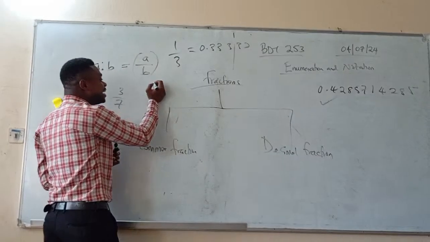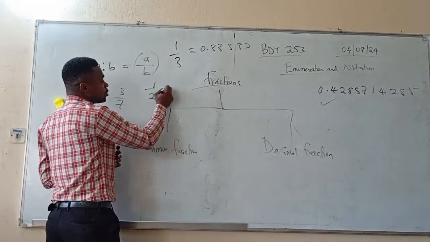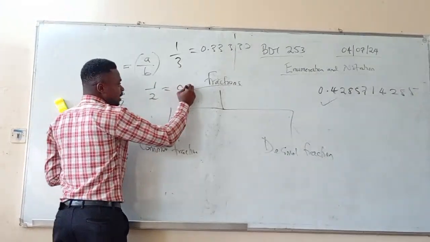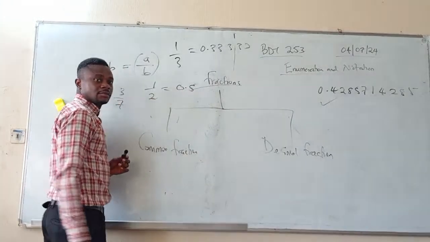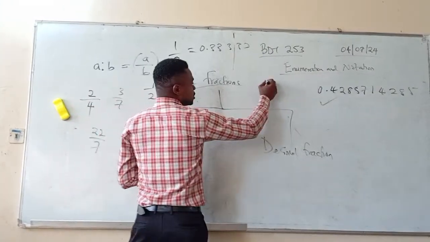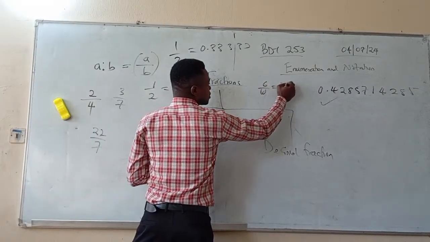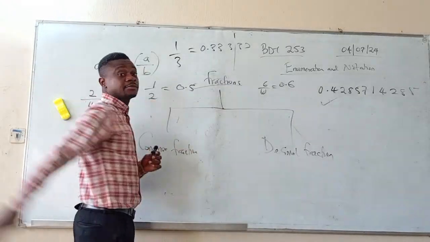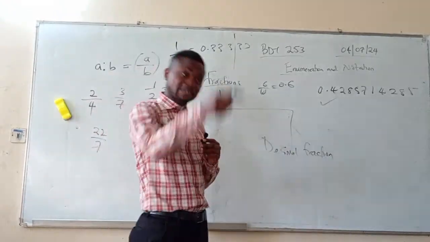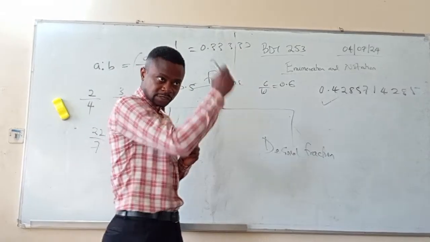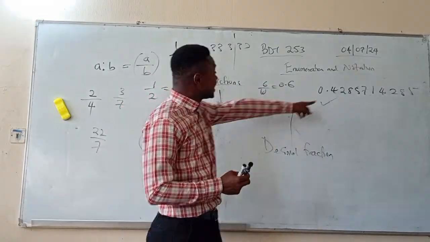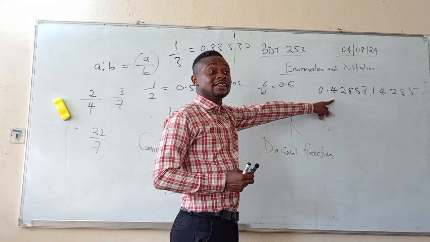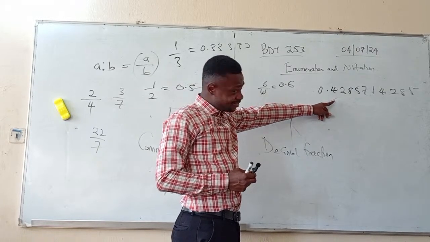So this is 1 over 2. It stops at this point. 6 over 10 stops here. It's terminating. It's terminating too. Yes, it stops now, but this one has no ending. It doesn't end.